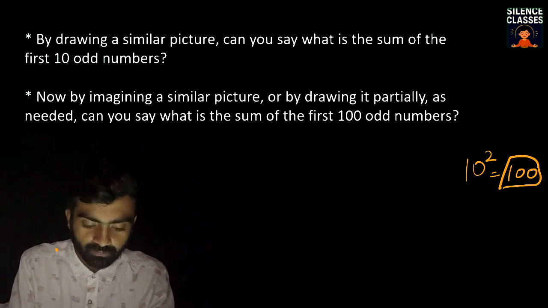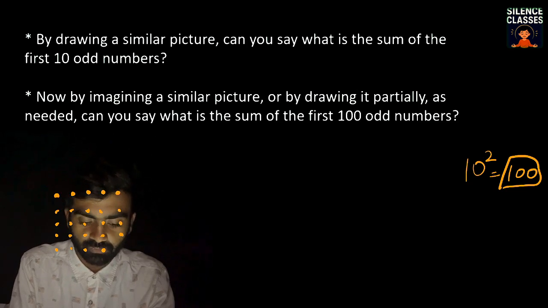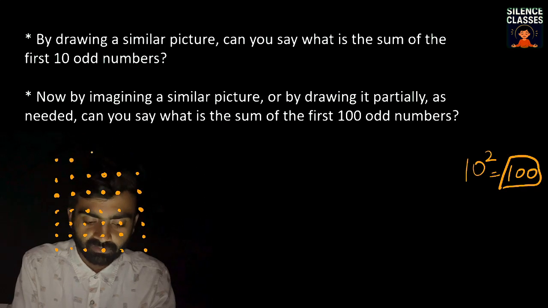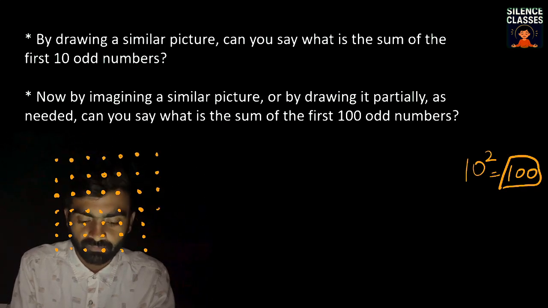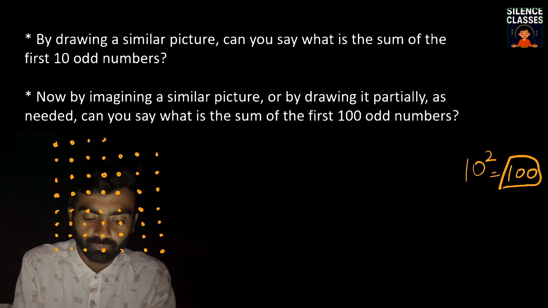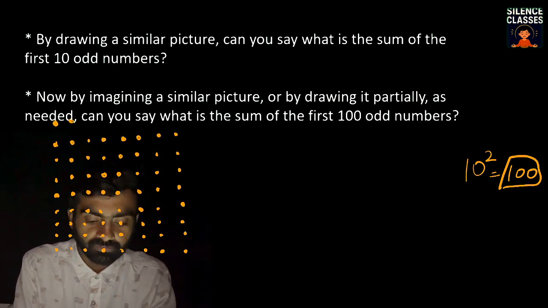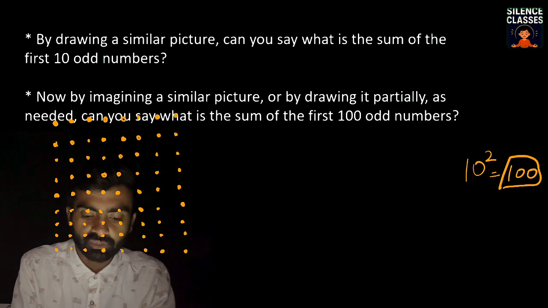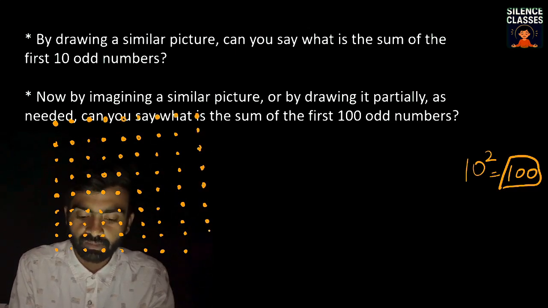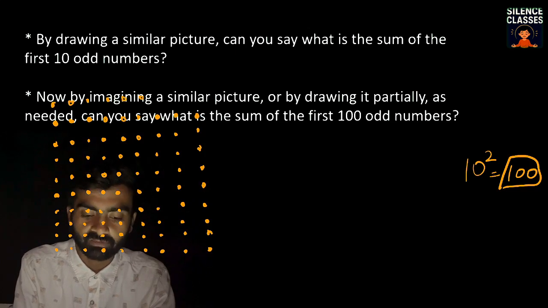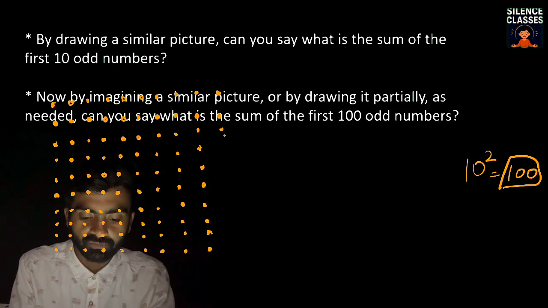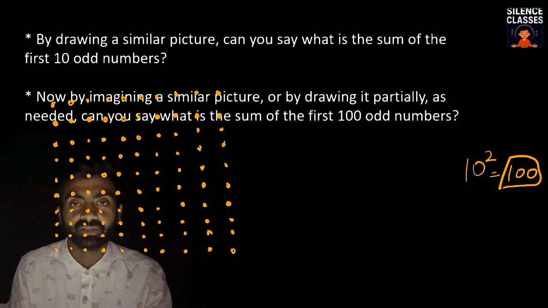So let's draw it. 1 2 3 4 5 6 7 8 9 10 11 12 13 14 15 16 17 18 19 20 21 22 23 24 25 26 27 28 29 30 31 32 33 34 35 36 37 38 39 40 41 42 43 44 45 46 47 48 49 50 up to 98 99 and 100.